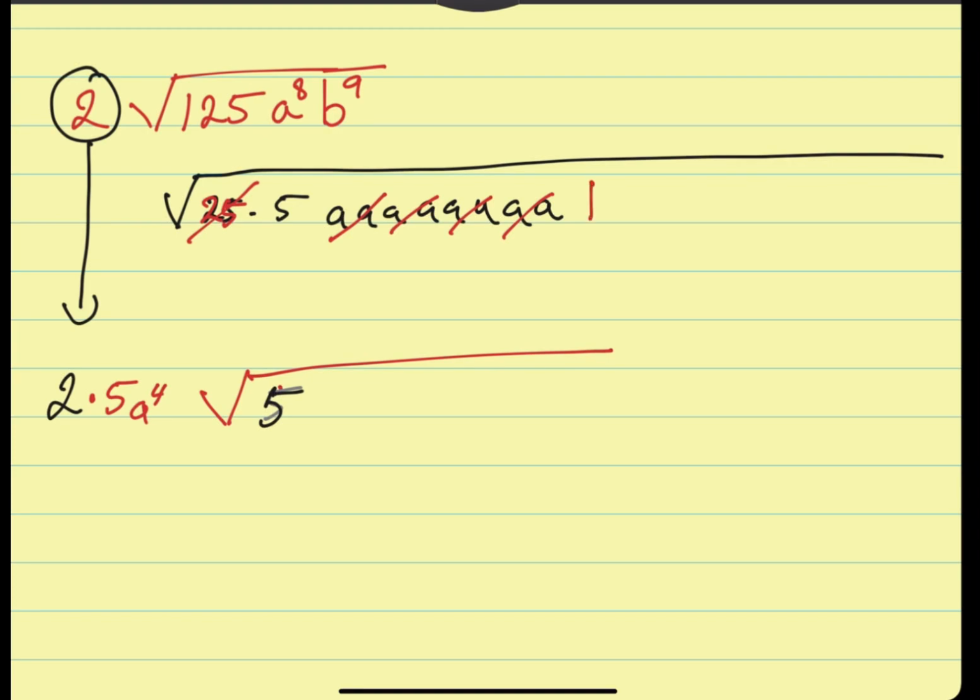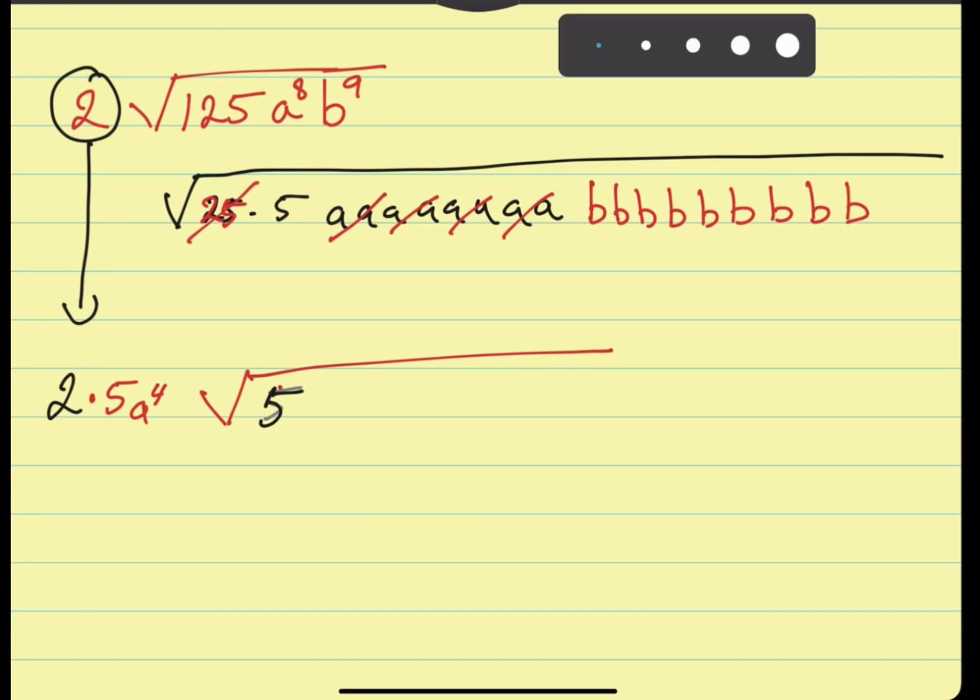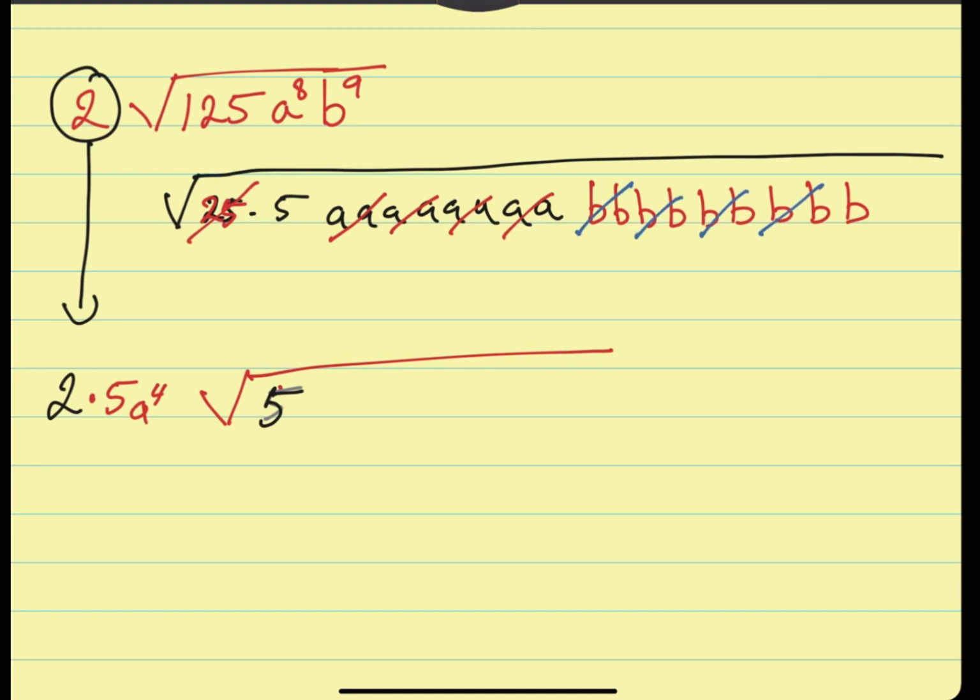Now let's look at B. 9 of them. So let's go. 1, 2, 3, 4, 5, 6, 7, 8, 9. Let's put them in groups of 2. 1, 2, 3, 4. There's one left, right? So this one is also B to the power of what? 4. And there's B left. The one that is left stays on the what? The radical, right?